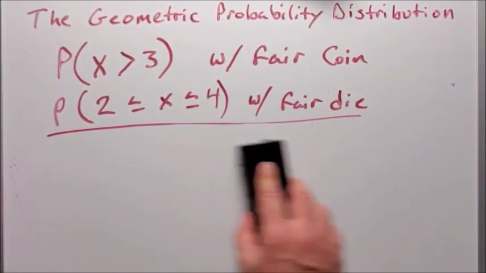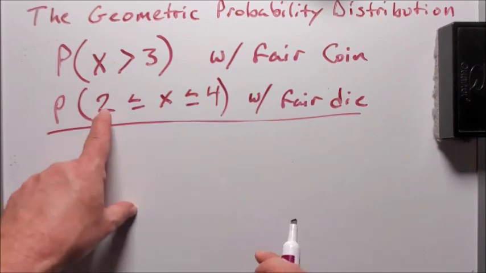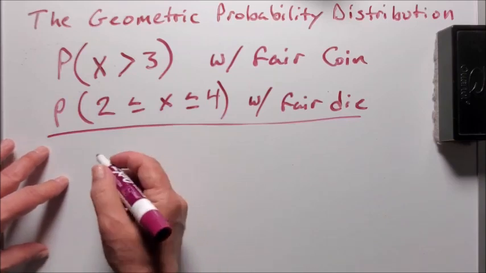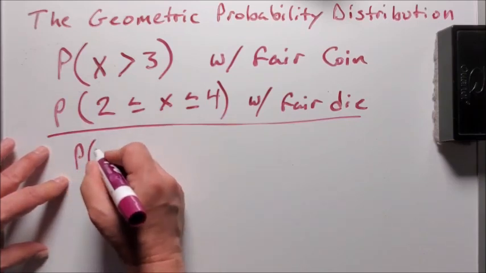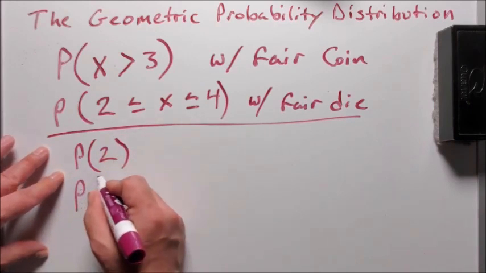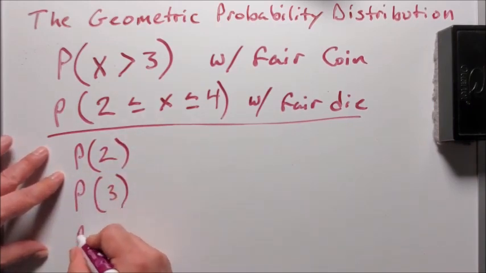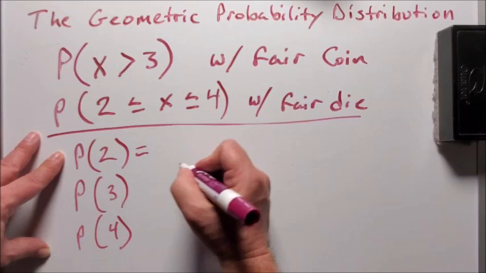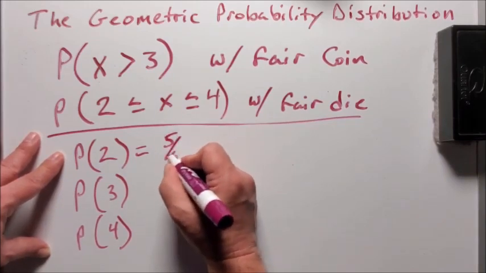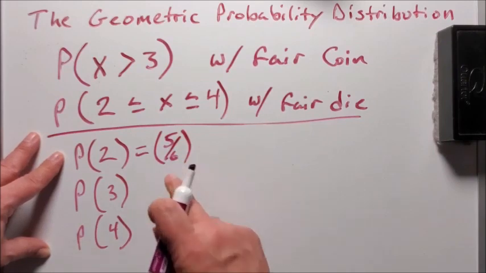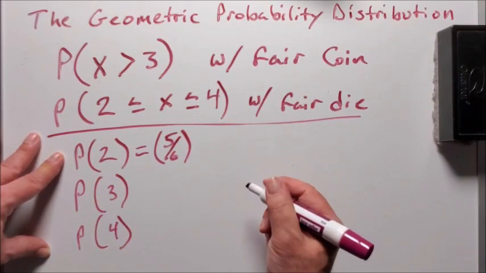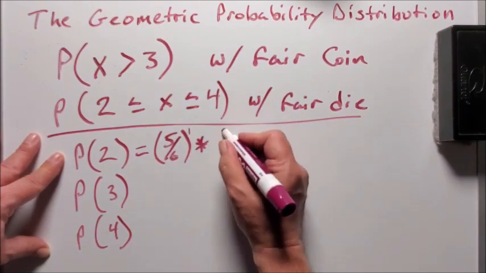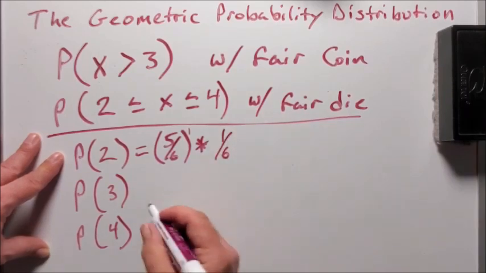Let me make space. Okay, so the probability of 2 and 3 and 4 with a fair die. So what I need to do is figure out those probabilities and sum them. The probability of 2 is going to be the probability of failure, 1 minus 1/6. I just wrote 5/6 there, to the power of 2 minus 1. So I won't write an exponent, or I could write a 1 there, times 1/6, the probability of success.